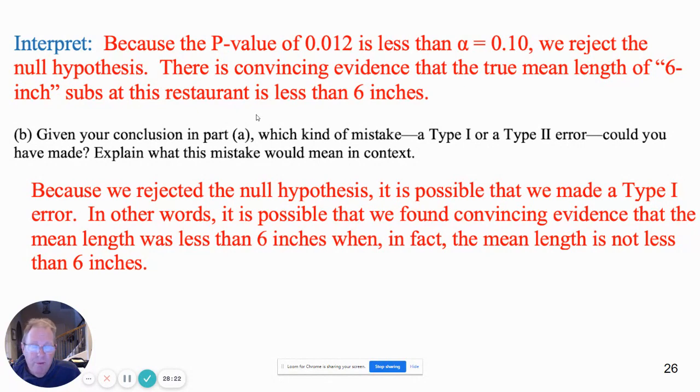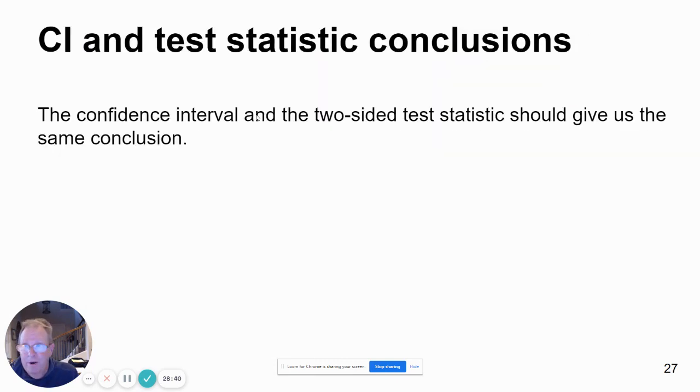In other words, it is possible that we found convincing evidence that the mean length was less than 6 inches, when in fact the mean length is not less than 6 inches. Had our conclusion been in the other direction, had our conclusion been that we failed to reject the null, then we might have made a type 2 error.